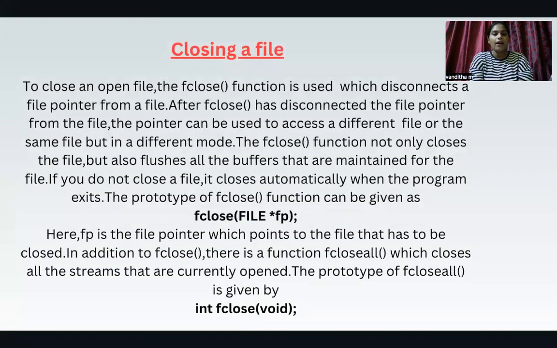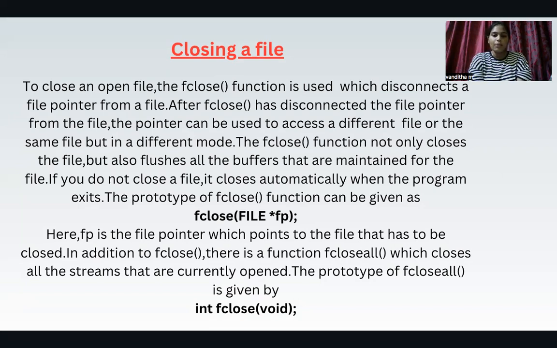Last, let's see how to close a file. To close an open file, the fclose function is used, which disconnects a file pointer from a file. After fclose has disconnected the file pointer from the file, the pointer can be used to access a different file or the same file but in a different mode. The fclose function not only closes the file but also flushes all the buffers that are maintained for the file. If you do not close a file, it closes automatically when the program exits.